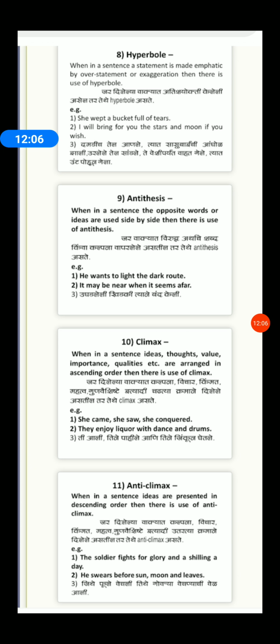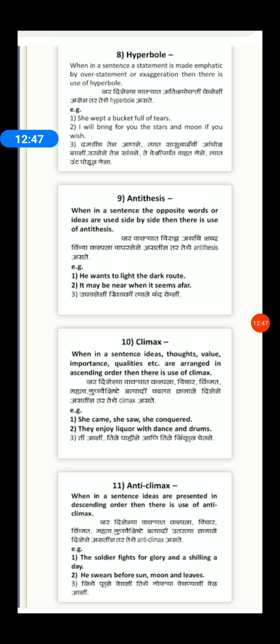10th one, climax figure of speech. When in a sentence, ideas, thoughts, values, importance, qualities, etc. are arranged in ascending order, then there is use of climax. जर दिलेल्या वाक्यात कल्पना, विचार, किंमत, महत्त्व, गुणवैशिष्ट्ये इत्यादी चढत्या क्रमाने दिलेले असतील तर तेथे क्लायमॅक्स असते. That means in climax, the ideas, thoughts or values are given in ascending order, not in descending order. So there is the climax, this figure of speech.